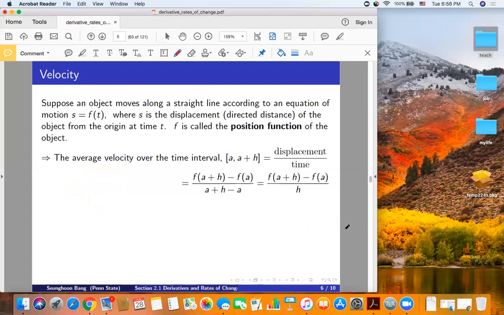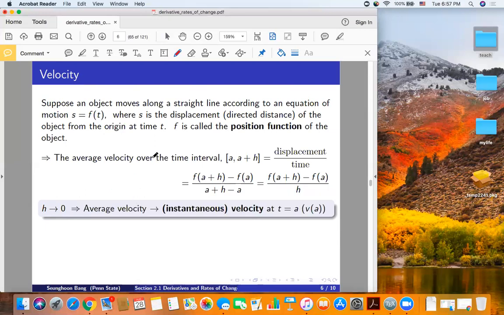So we have this. The next step: h approaches zero. H is going to zero. What does it mean? This is the time interval here, a plus h. As h approaches zero, automatically a plus h approaches a. So what happens? The average velocity approaches the instantaneous velocity at time t equals a. We use the notation v of a. This is velocity at a, just notation. So what's that?